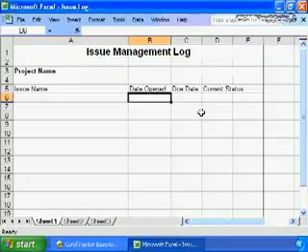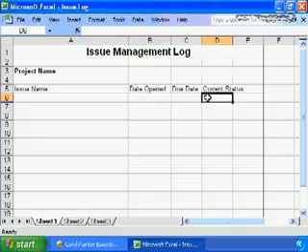And it's even a good idea to share this issue management log with the stakeholders. Here are all of the promises that I've made. Here are the promises of when I'll get information back to you. And here's the current status.